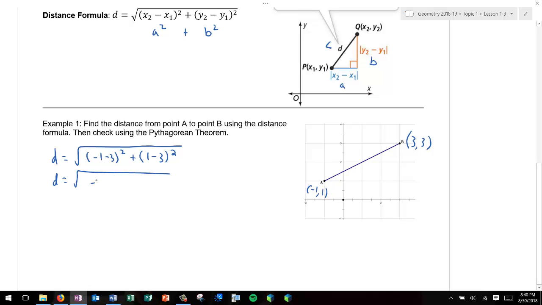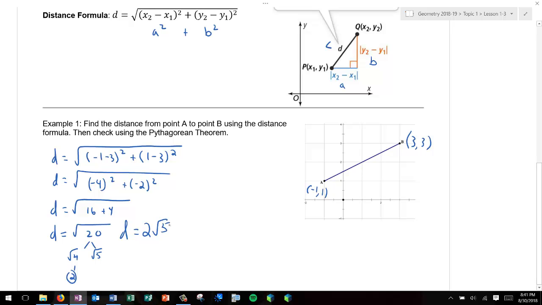Negative 1 minus 3 is a negative 4 squared, and 1 minus 3 is a negative 2 squared. So I would have negative 4 squared is 16, and negative 2 squared is 4. So I would have radical 20, and that can be broken into radical 4 and radical 5, and radical 4 is 2. So I got a distance of 2 radical 5.